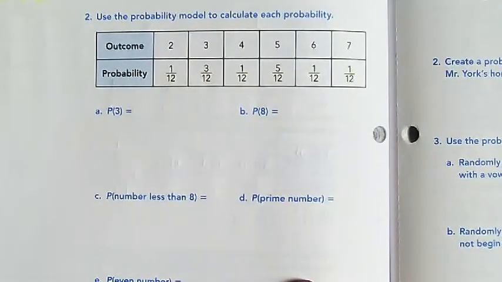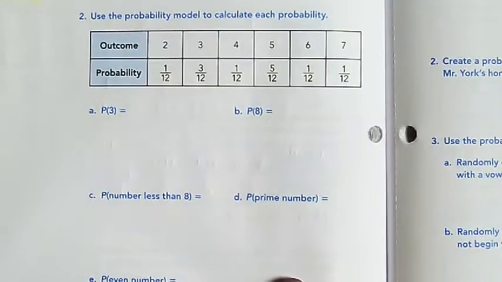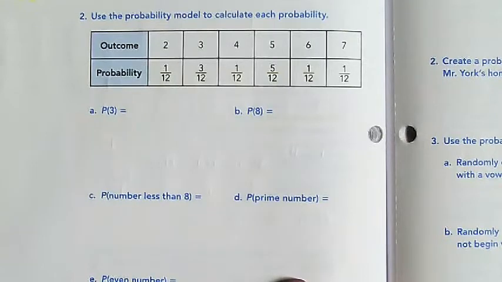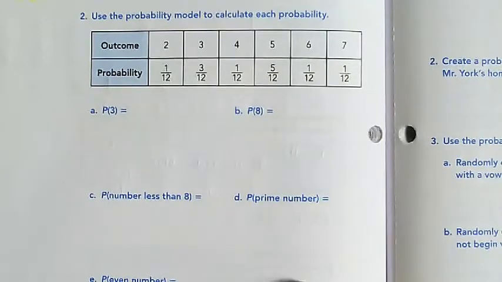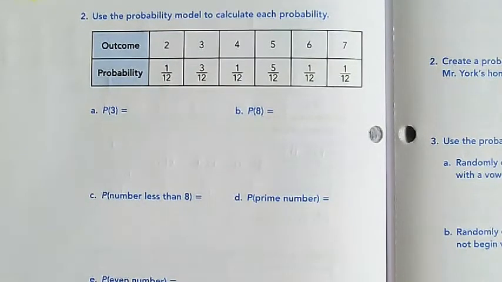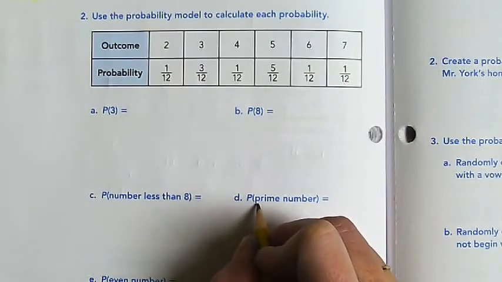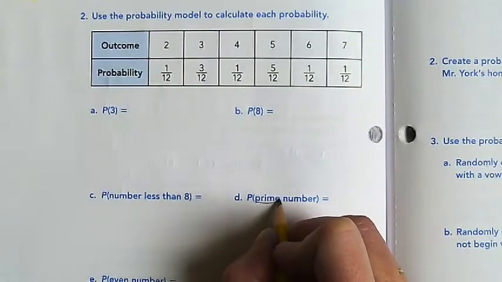Use the probability model to calculate each probability. Oh wait, we're doing this on our own. Yeah, you can go ahead and do it on your own. Before you dive into this, D says the probability of getting a prime number.